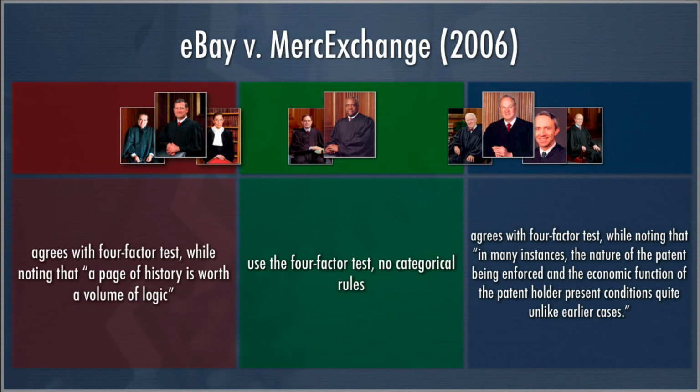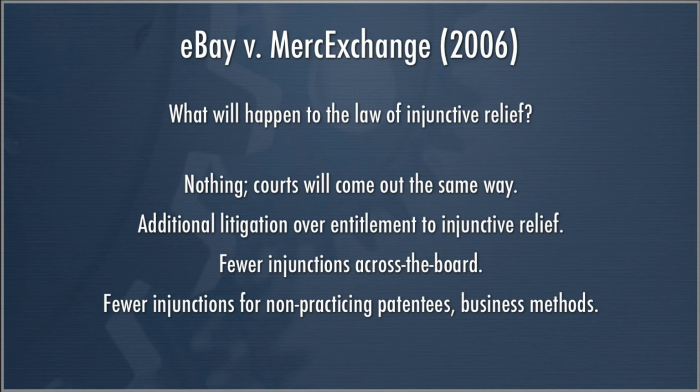So the thought that the court would have to revisit or should revisit the validity of the underlying patent during the injunctive relief stage is a little bit distressing, that Justice Kennedy thought that was appropriate. But setting that aside, the interesting part of it is that he definitely takes the approach that the courts should use many factors, including the type of patent being enforced and the economic function of the patent holder. So what's going to happen to the law of injunctive relief, right?